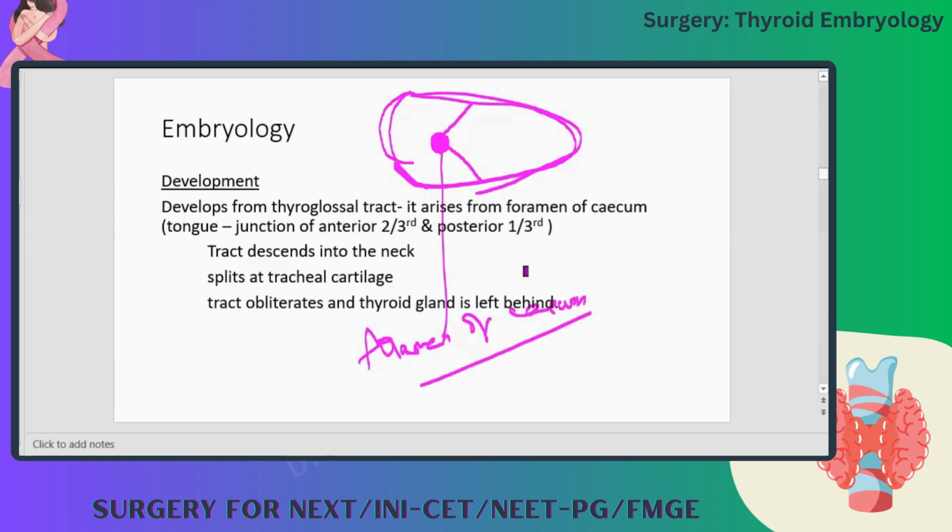Suppose this is the tongue. This is the anterior 2/3 and the posterior 1/3, and this is the junction. There is a small foramen called the foramen of cecum. From there a tract will start coming down. This tract is known as the thyroglossal tract. It will come down like this and descend into the neck. It splits to form the thyroid gland.